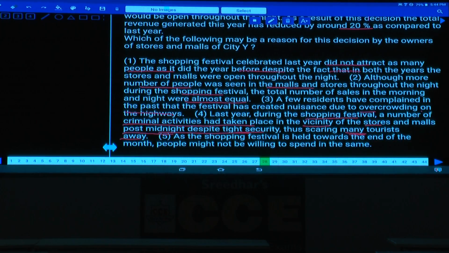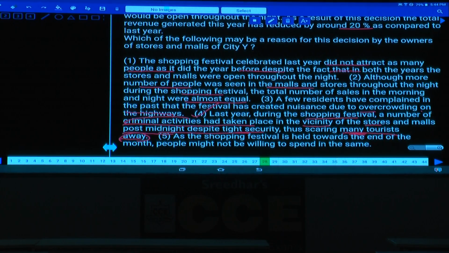Hence, what is your answer here? Choice 4 is the answer. They know the fact that if we close early, they are supposed to lose some revenue. And though they know they are going to lose the revenue, still they have closed because there were some criminal activities, and because of that, many tourists are not coming here, isn't it?